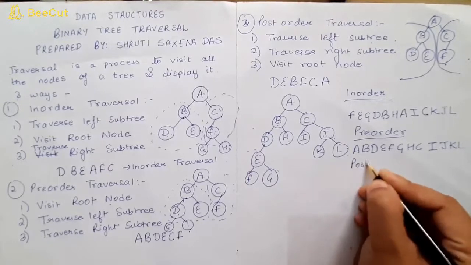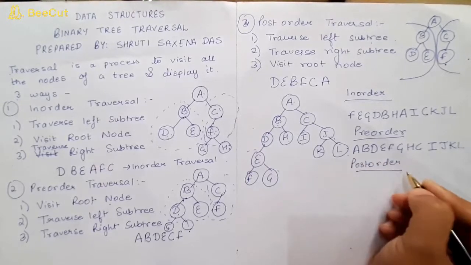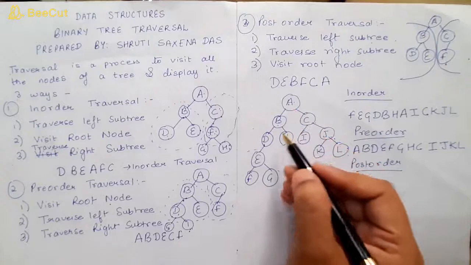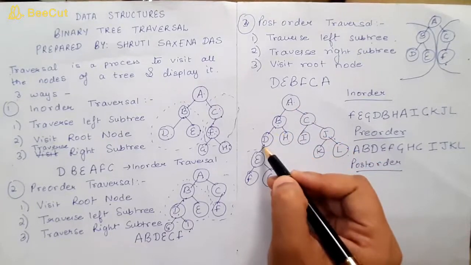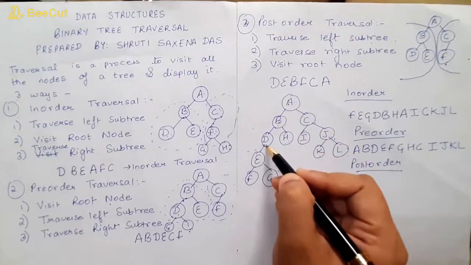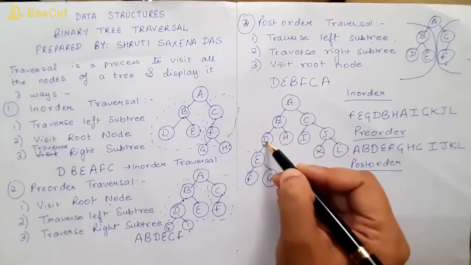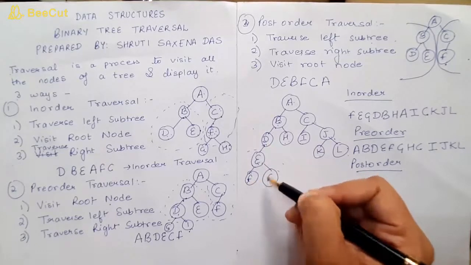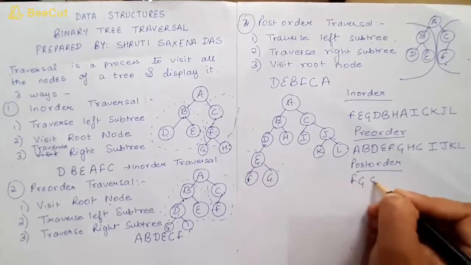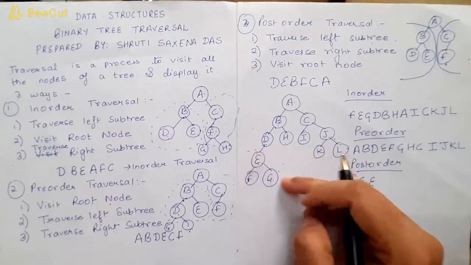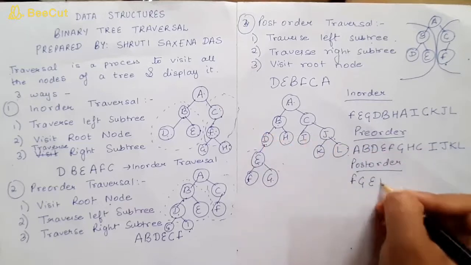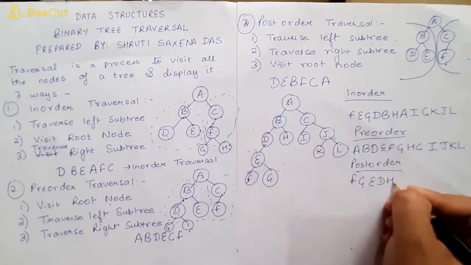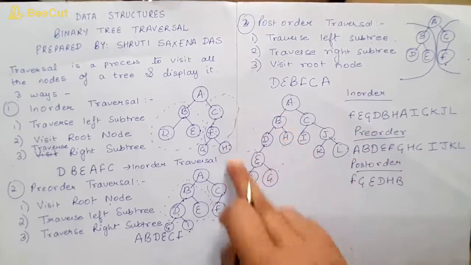Now post order, left, right, root. Again we'll apply in this, left, right, root. In left, left, right, root. So left, right, root, that means F, G, E. This part is finished. Right, we don't have anything, so we'll come to the root. This part is finished. Left, right, root. H, B. Now this full left part is covered.